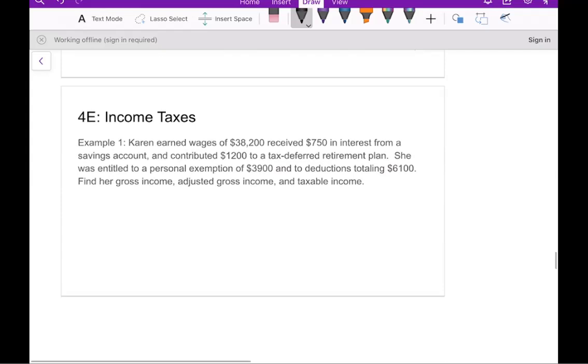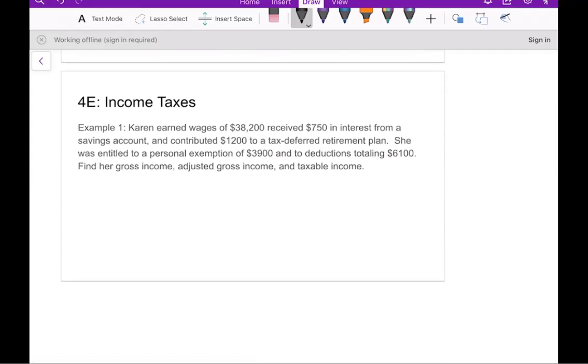Now, in this first example, we have that Karen earned wages of $38,200 and received $750 in interest from a savings account, and then contributed $1,200 to a tax-deferred retirement plan. Now, she was entitled to a personal exemption of $3,900 and also to deductions totaling $6,100. So we want to find the gross income, adjusted gross income, and taxable income.